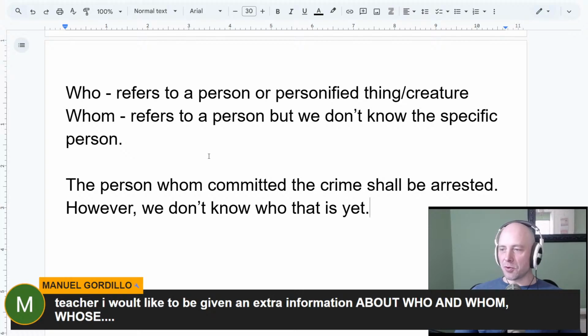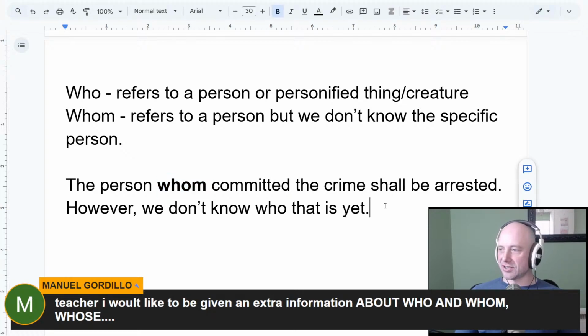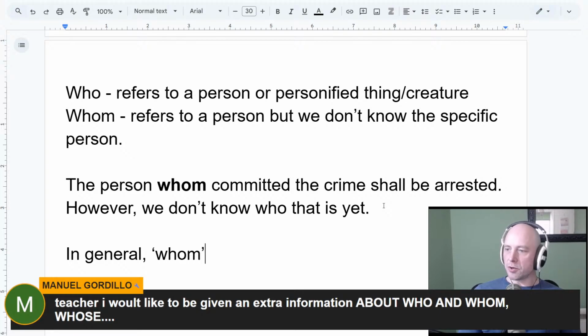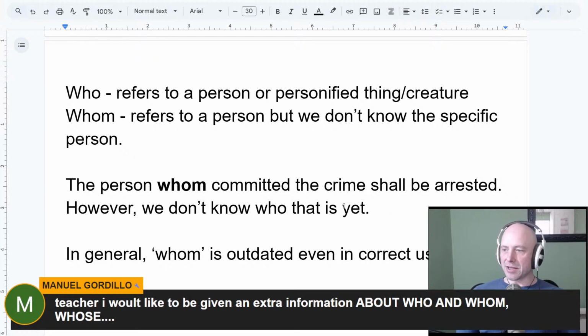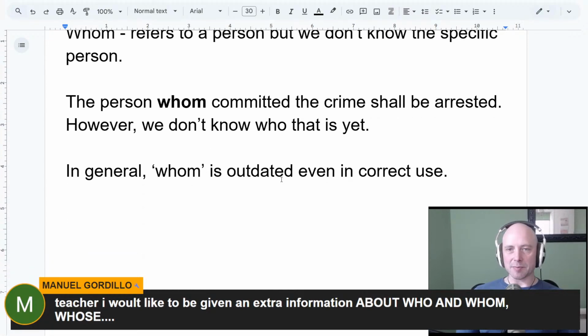The problem with whom, though, is that in general, whom is outdated even in correct use. So even when using whom correctly as meaning a person, but I don't know who exactly that person is, it's outdated even then. So only real grammarians will insist on using whom.